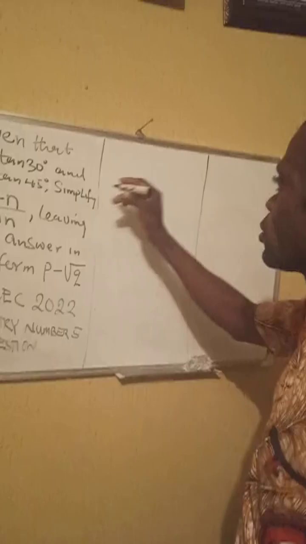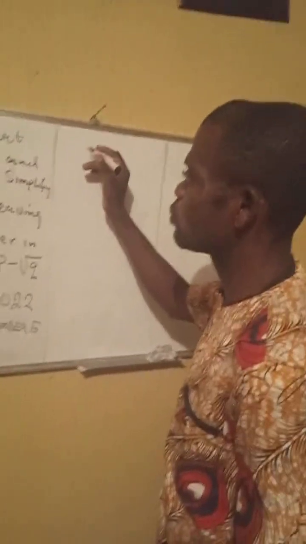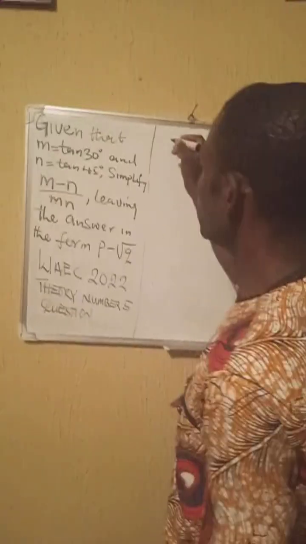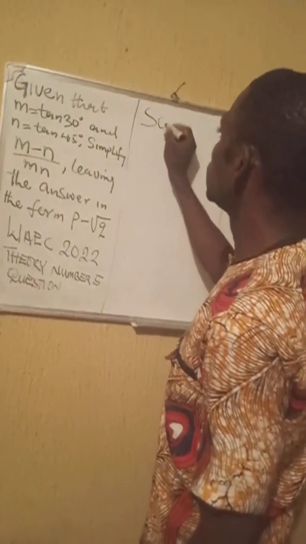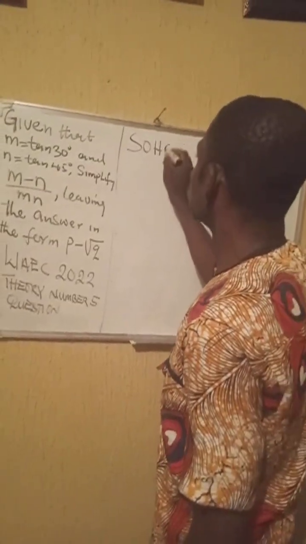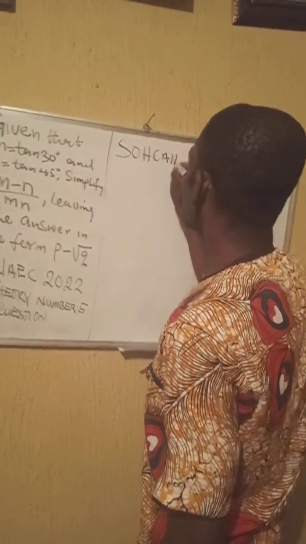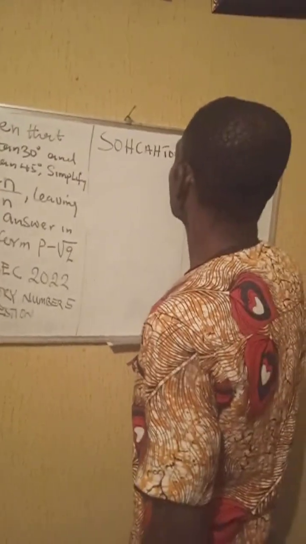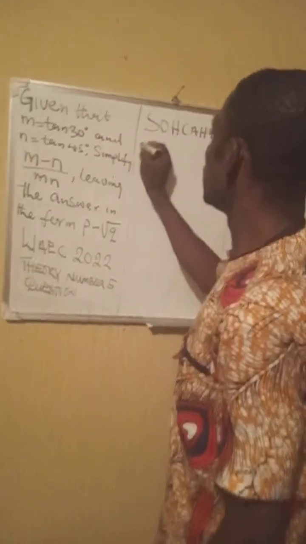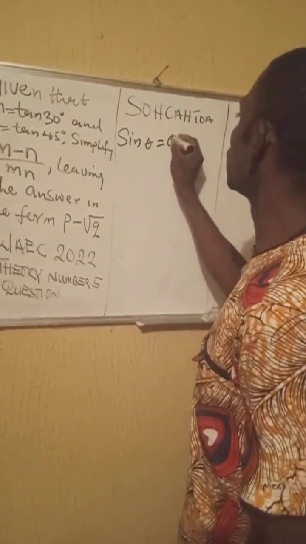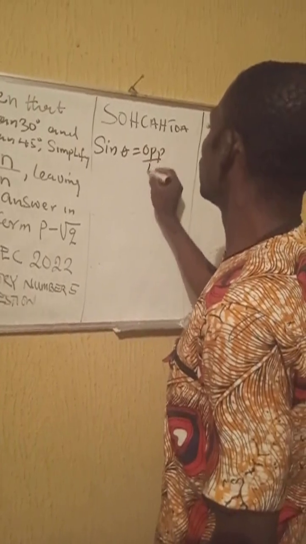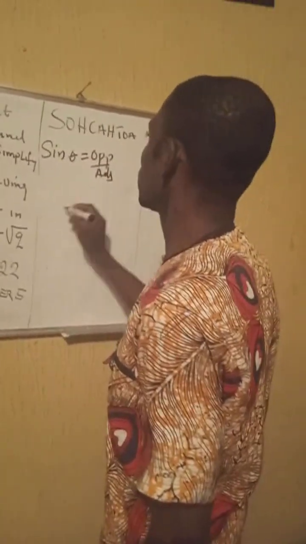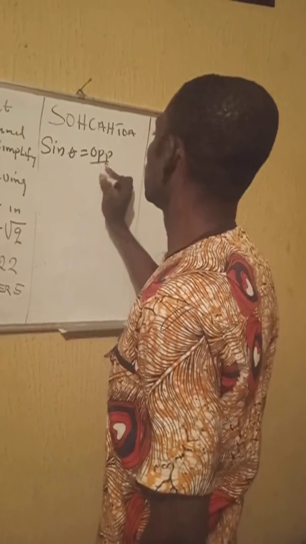Number one, before we can solve this, we must be conversant with trigonometric ratios. Number one, we see SOHCAHTOA. SOHCAHTOA means sine theta equals opposite over hypotenuse.